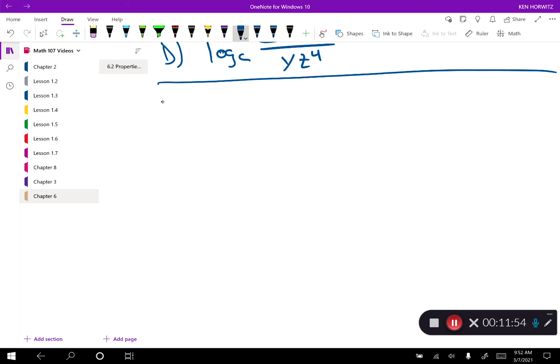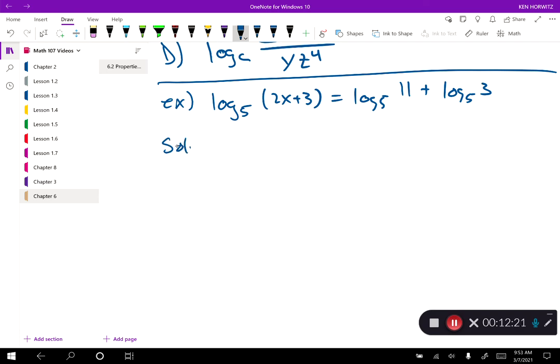So my example is the log base 5 of 2x plus 3 equals the log base 5 of 11 plus the log base 5 of 3. Now our ultimate goal is to solve for x, right? So the directions might say solve, or solve for x.